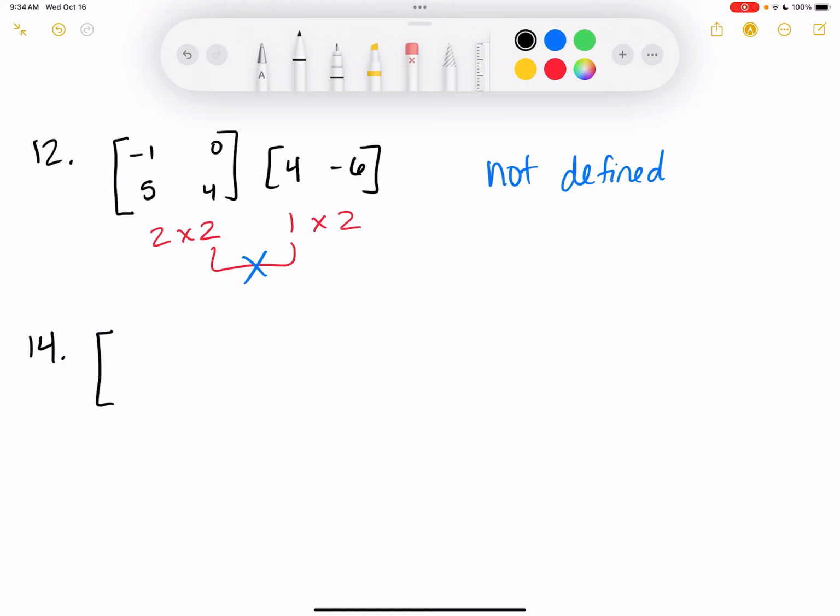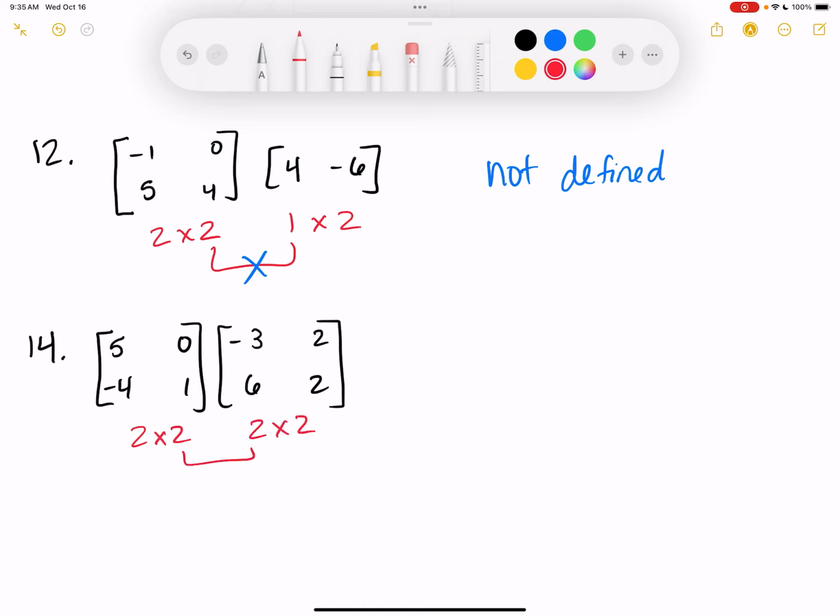Plywood. Length times width. It still has dimensions. This one can work. Seems like Mr. Eilers never took you to the Lowe's store before. 2x2, 2x2. These match, so the result is a 2x2. Now let's solve it.